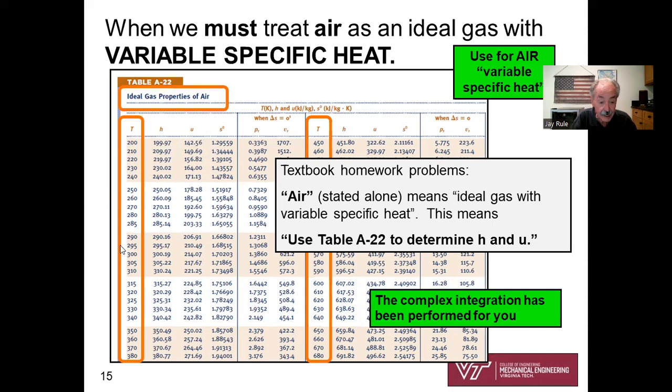So you go down your left column, find your temperature, let's say it's 300, and read across and write down h and write down u. You get the idea. That gives you a single number for h at 300. If your temperature is 302 instead of 300, you have to interpolate for h or u, depending on what you need. In the green box here, the complex integration of variable specific heat has been performed for you and tabulated. A22 applies to air.